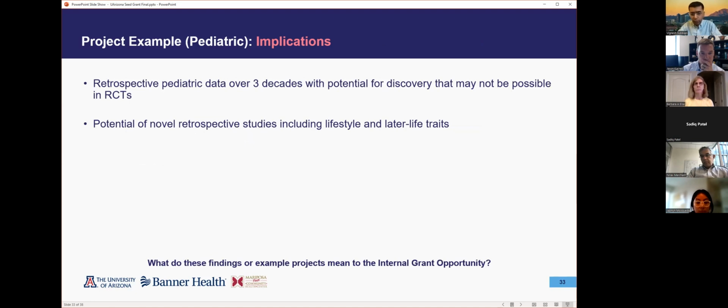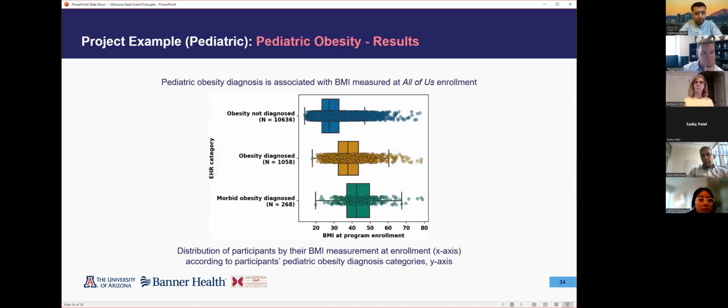So implications for you, if you were to use pediatric data, you have retrospective pediatric data over 3 decades with potential for discovery that may not be possible in any other observational studies or randomized controlled trials. It also gives the opportunity for novel retrospective studies, including any lifestyle or later life traits based on this legacy pediatric data. So those are all the examples we have.